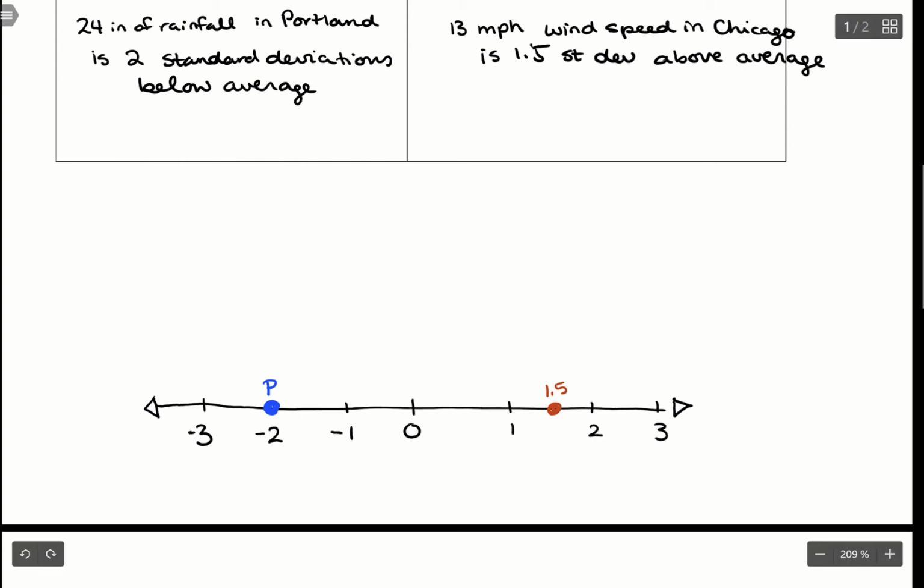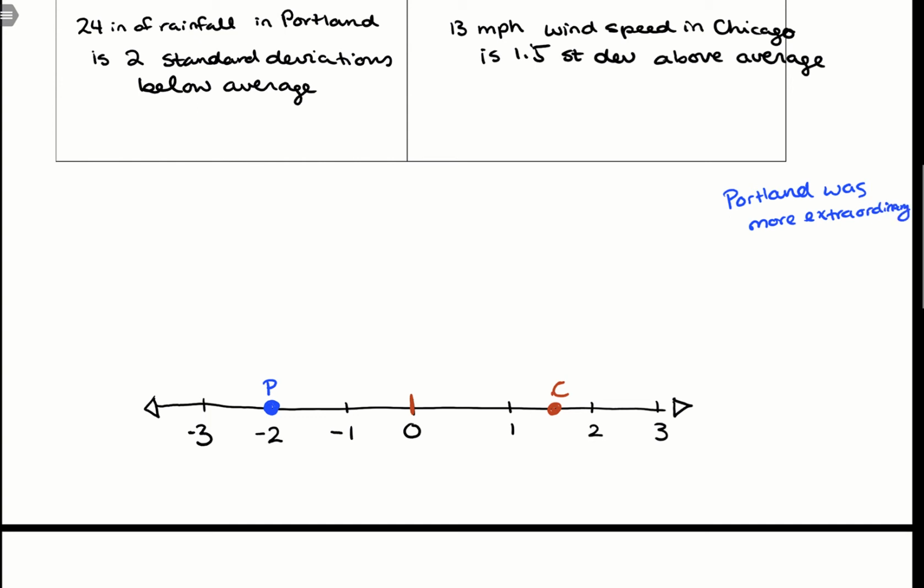Now, in terms of which one was more extraordinary, which one's furthest from the mean, well, if our mean is at 0, then Chicago is just 1.5 above, and Portland is 2 below. In terms of distance, Portland is further away. So Portland was more extraordinary. Getting a rainfall of 24 inches was more extreme than a wind speed of 13 miles per hour in Chicago. So we can compare these two things with completely different units using z-scores.